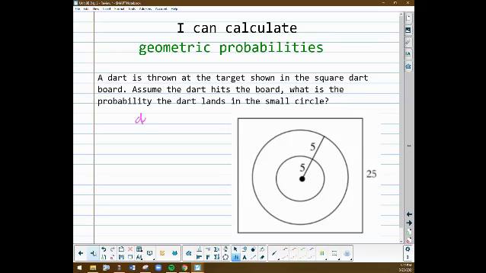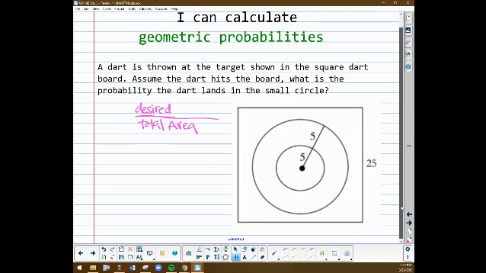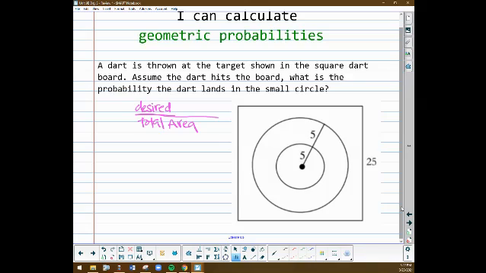Remember, we want our desired outcomes over our total outcomes. Okay, so the first thing we could do is find our total area. Let me scroll down a little bit because we can't really see that number. Oh, it's a square, so it's 25. So 25 times 25, we get our total area is 625.